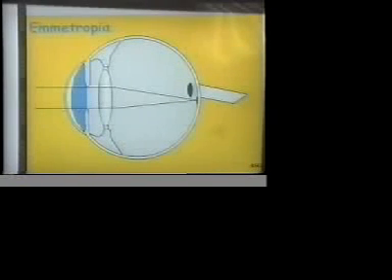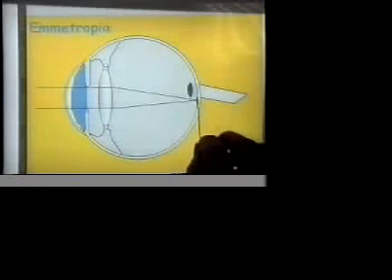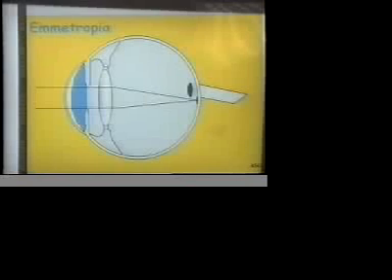Now, emmetropia is in fact the absence of a refractive error. That is the person who is wearing no eyeglasses, no contact lenses. They have light rays that come in parallel and focus on their retina without any external assistance. This person is emmetropic. Now keep in mind, this does not mean that the person sees 20/20. It simply means that light rays focus on this individual's retina.